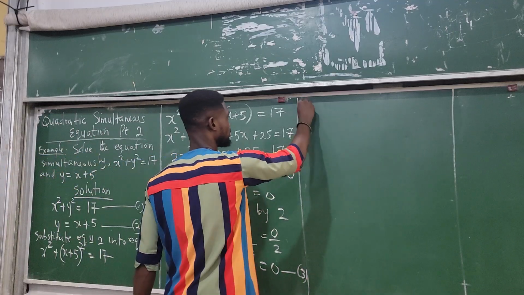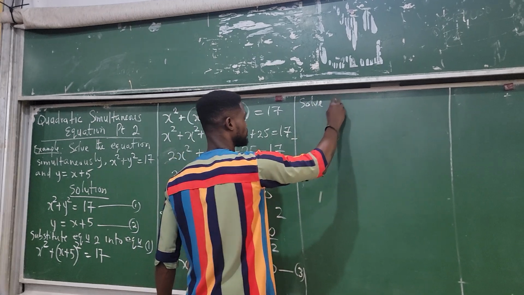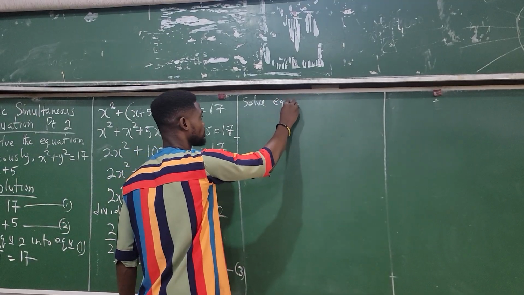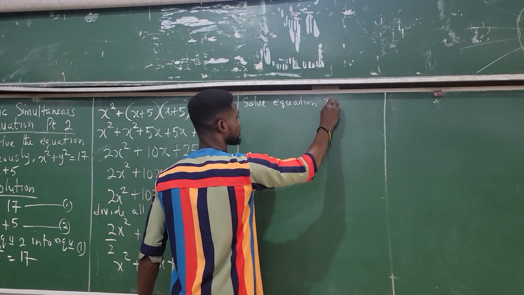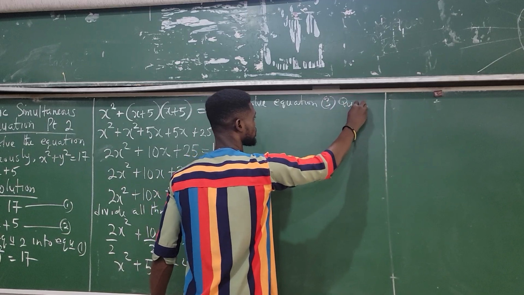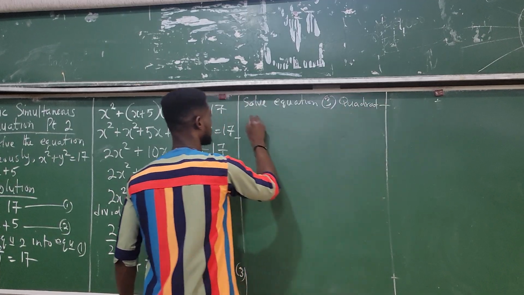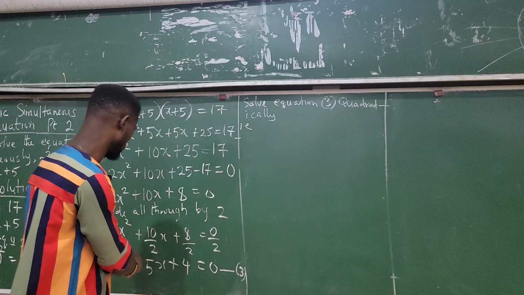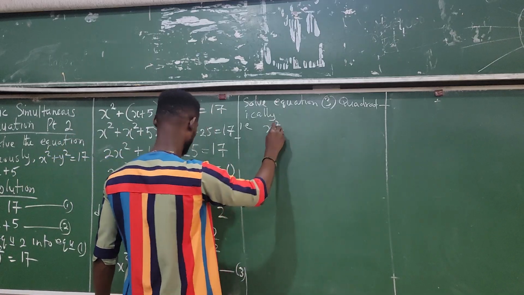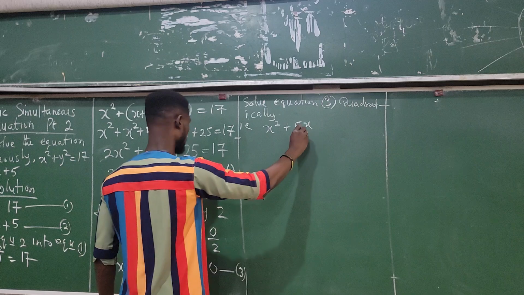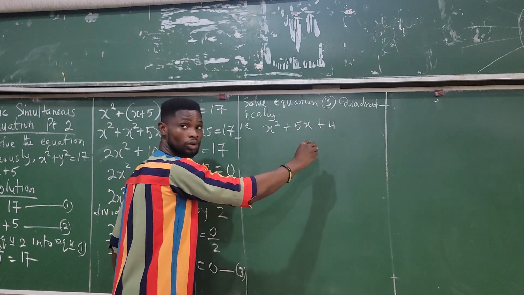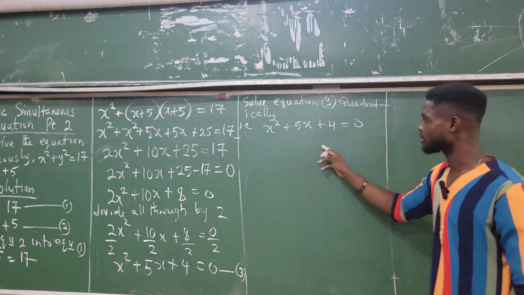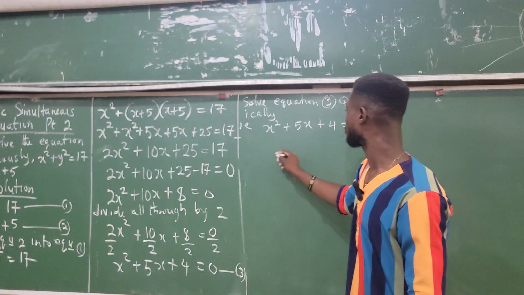So you solve equation 3 quadratically. Okay, and that is equation 3, which is this equation: x square plus 5x plus 4 is equal to 0. So we are going to use what number?